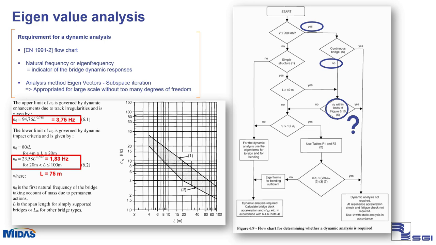About the analysis method for the natural frequency calculation, I used eigenvectors with subspace iterations. This method is appropriate for large-scale structures without too many degrees of freedom.